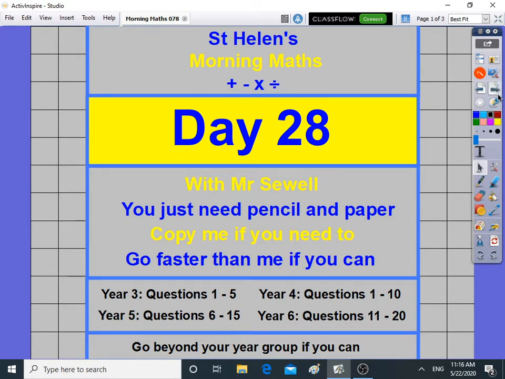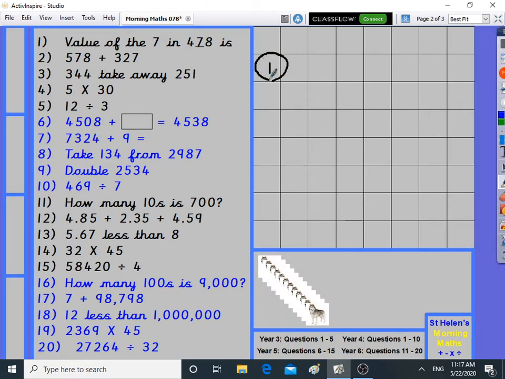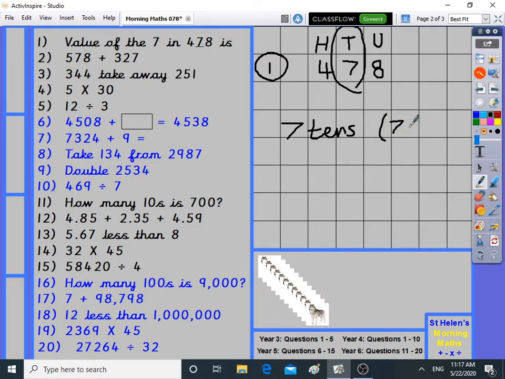Let's get started. Day 28, question 1 for the year 3 level questions. The value of the 7 in 478. Units, also known as ones, tens and hundreds. So the 7 is worth 7 tens, isn't it? 7 tens. In brackets, 7 times 10 is 70.